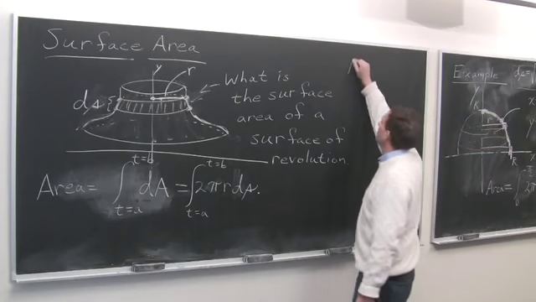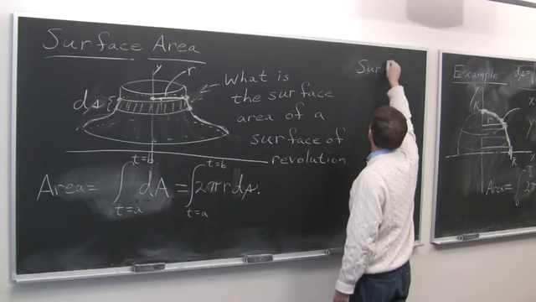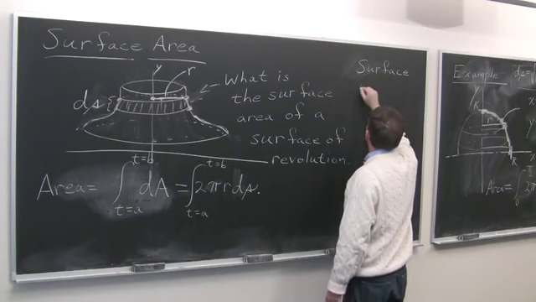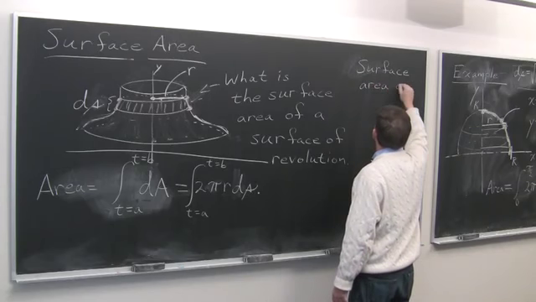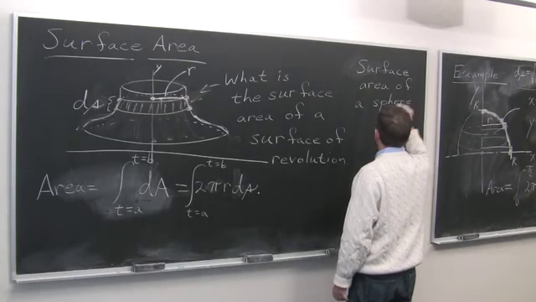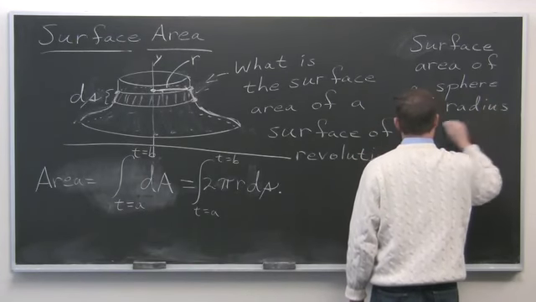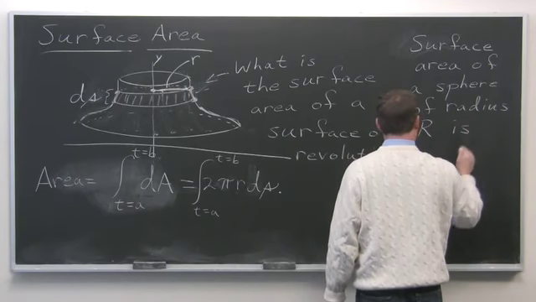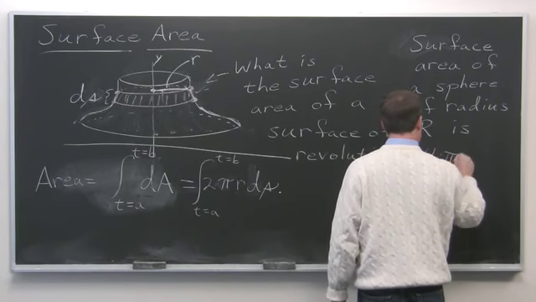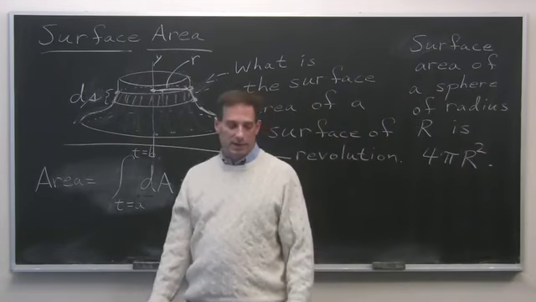So what we just found: the surface area of a sphere of radius r is 4 pi r squared, which you may have learned in high school.